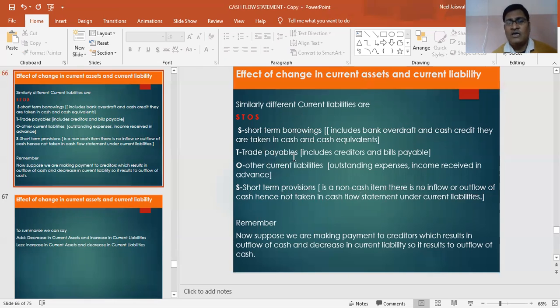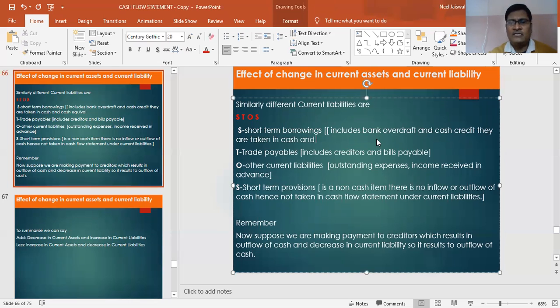Moreover, short-term borrowings include bank overdraft and cash credit, and they are items of financing activity and are not taken in cash from operating activities. They are taken in financing activity, and hence they are not to be treated over here. Other current liabilities like outstanding expenses and income received in advance, we will be dealing with over here.